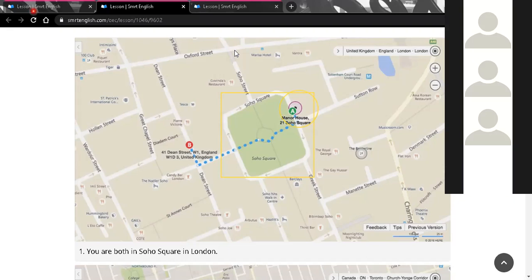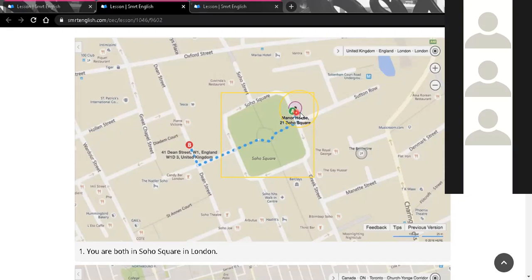Holland Street. H-O-L-L, yes. Holland Street. I don't know. Where is it? Left. Oh yeah, here it is. Karen? Hello, yes. You have to walk. Okay. You have to go down.